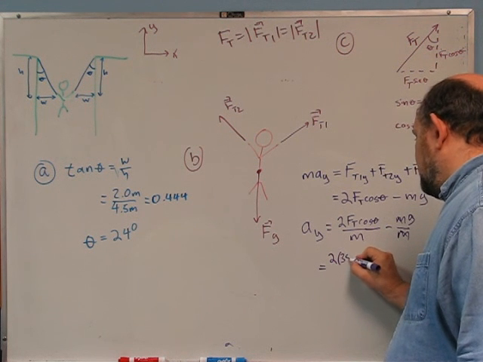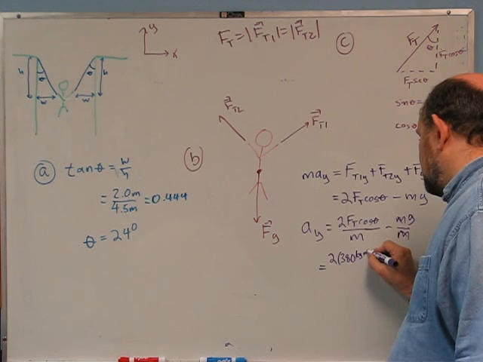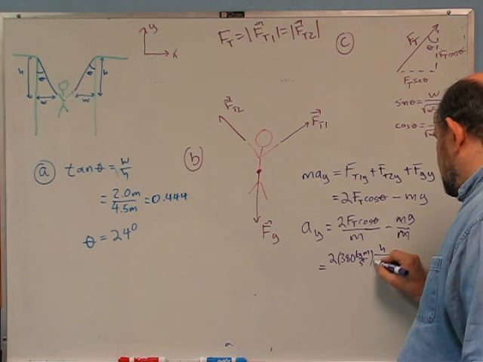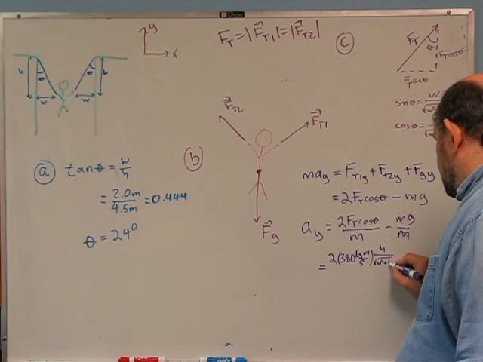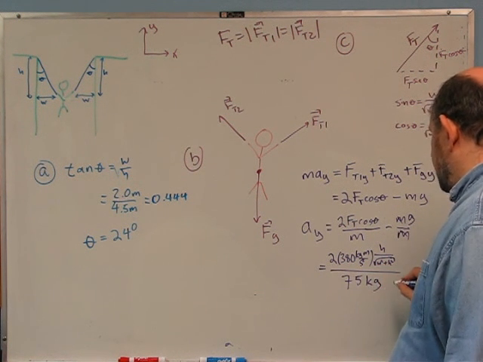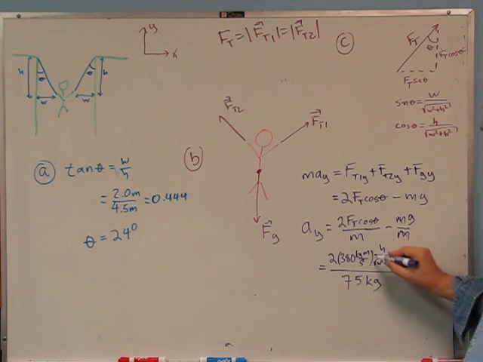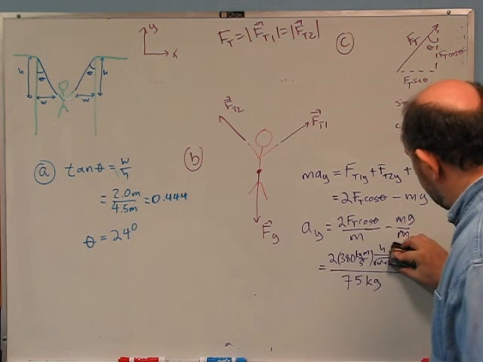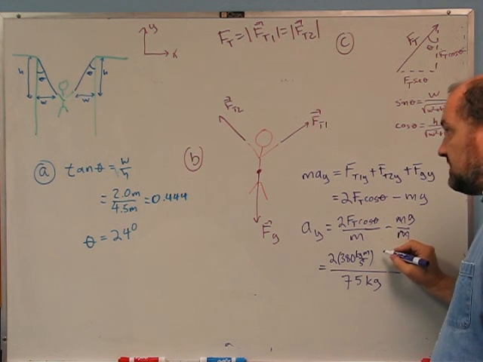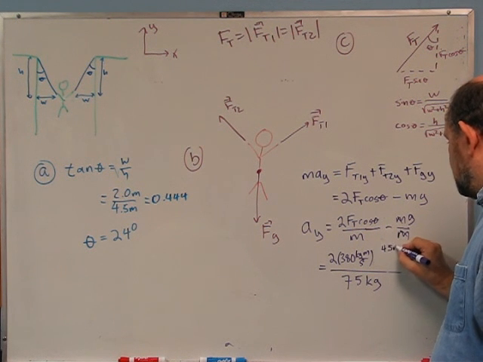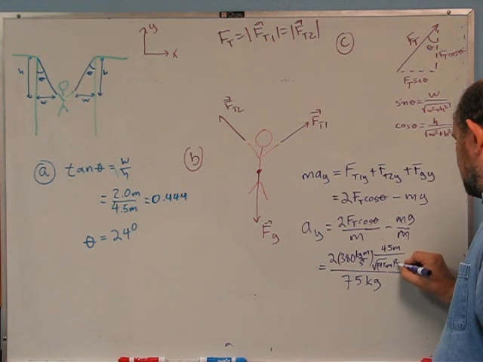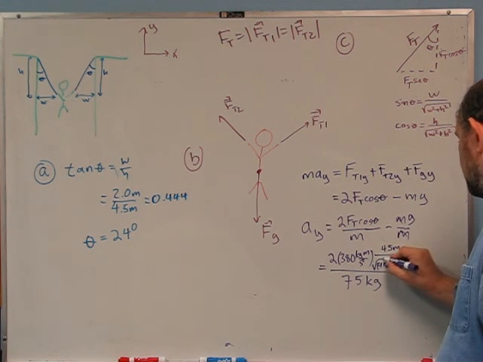In this case, I am told that it's 380 newtons, but I'm going to put in kilogram meters per second squared because that's what a newton is, times cosine theta, so I'm going to put in h over the square root of w squared plus h squared, all divided by m, which is 75 kilograms. And the reason I did that is I'm only half plugging in numbers here. For cosine theta, h is 4.5 meters divided by the square root of 4.5 meters squared plus 2 meters squared. There, now I'm plugging in all these numbers.